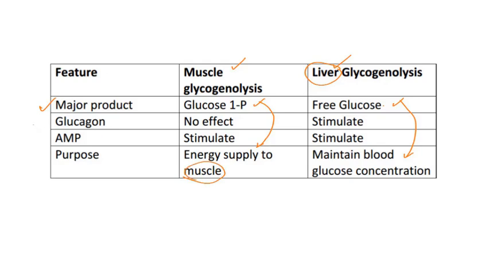On the other hand, we can see the effect of glucagon and AMP on this muscle and liver glycogenolysis. Glucagon has no effect on muscle glycogenolysis, but it stimulates liver glycogenolysis. On the other hand, AMP stimulates muscle glycogenolysis, but it has no effect on liver glycogenolysis.